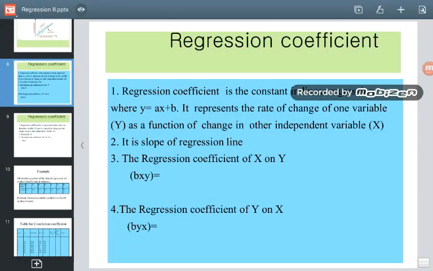Good morning students. Today we are going to continue our last lecture, that is regression analysis. So today's topic is the regression coefficient.